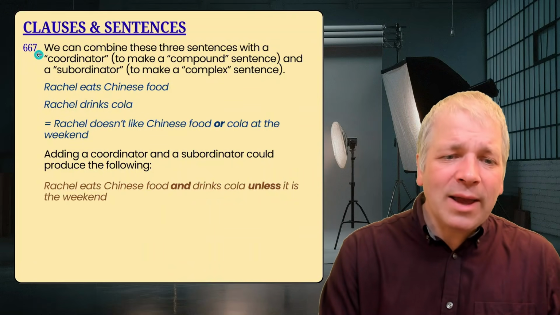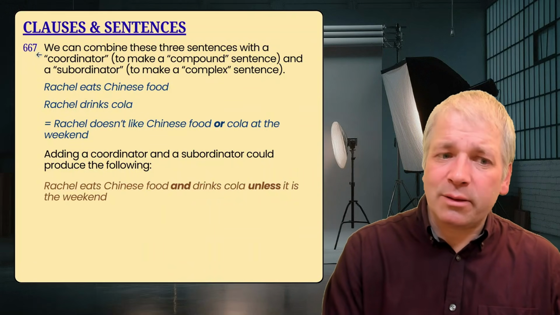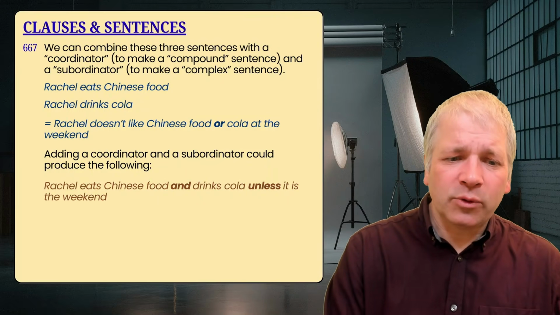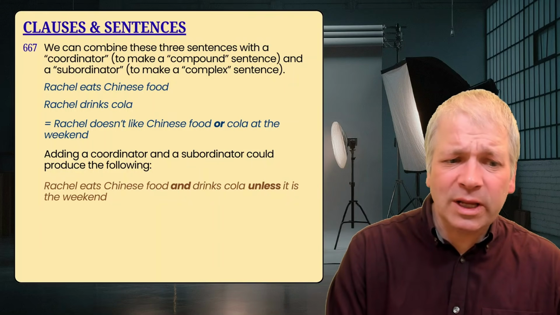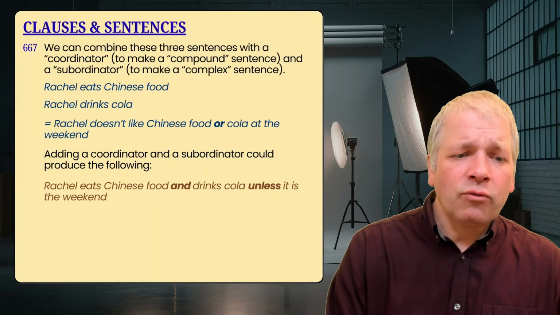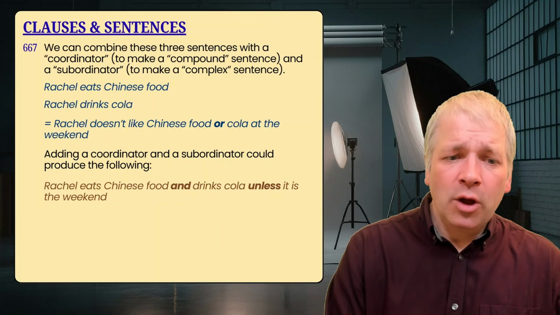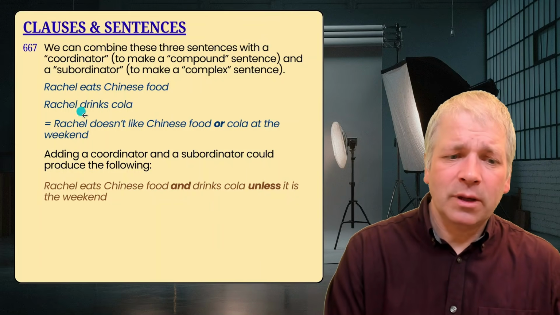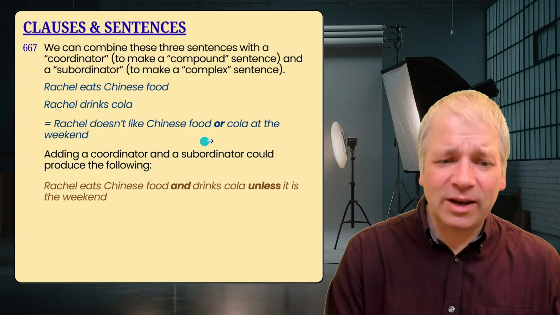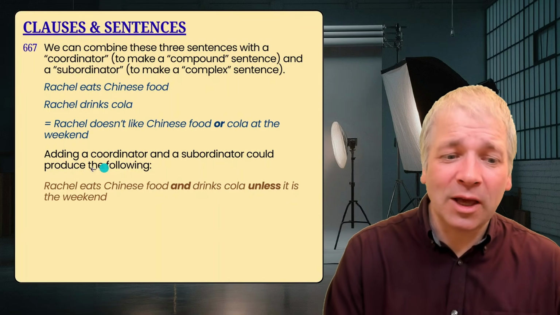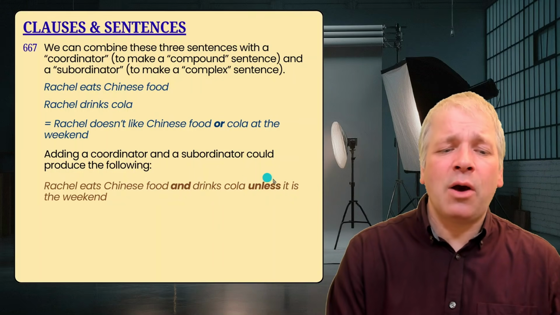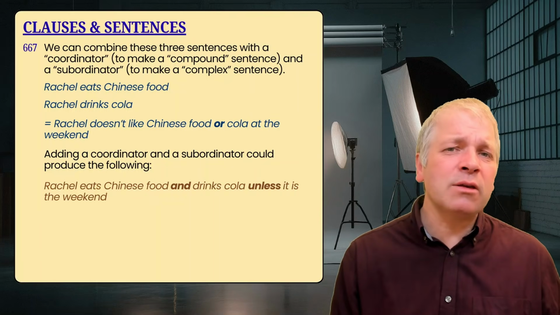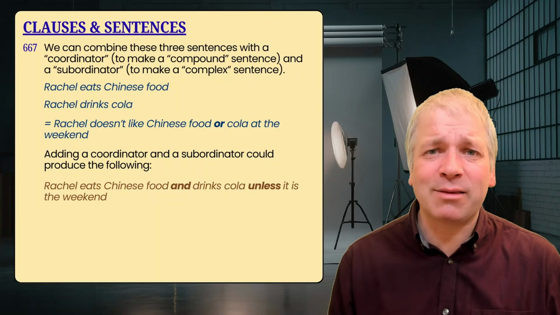We can combine these three sentences below with a coordinator and a subordinator. Rachel eats Chinese food. Rachel drinks cola. Rachel doesn't like Chinese food or cola at the weekend. So adding a coordinator and subordinator could produce the following. Rachel eats Chinese food and drinks cola unless it is the weekend. Now, why is this significant? It's because this is called a compound complex sentence.